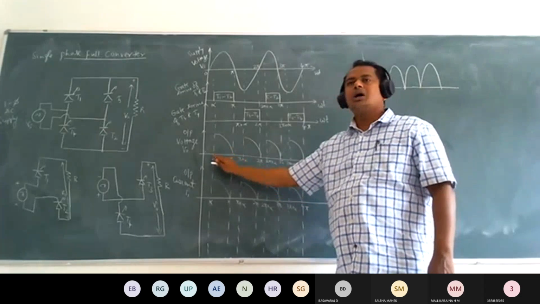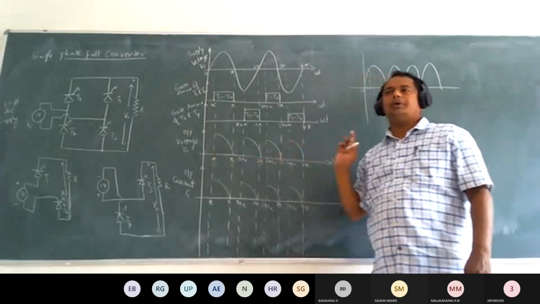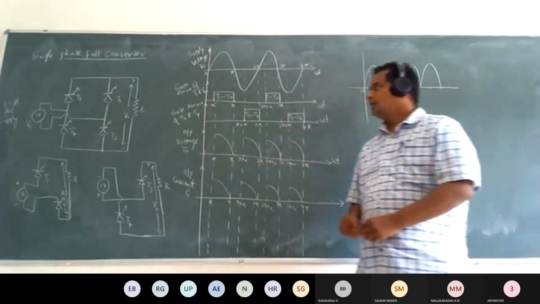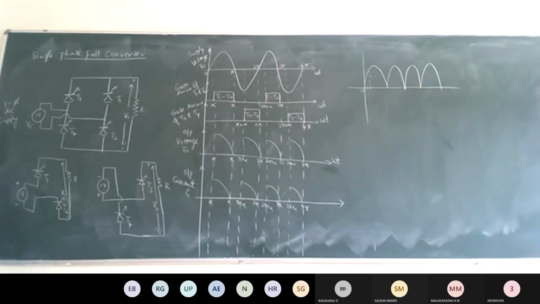Generally we are represented as alpha to pi and from pi plus alpha to 2 pi. Simple thing, you are already familiar with the operation of the semiconverter circuit. There in the semiconverter circuit you have two SCRs and two diodes. But in the full wave rectifier circuit, or the full wave converter, you have four SCRs: T1, T2, T3 and T4.